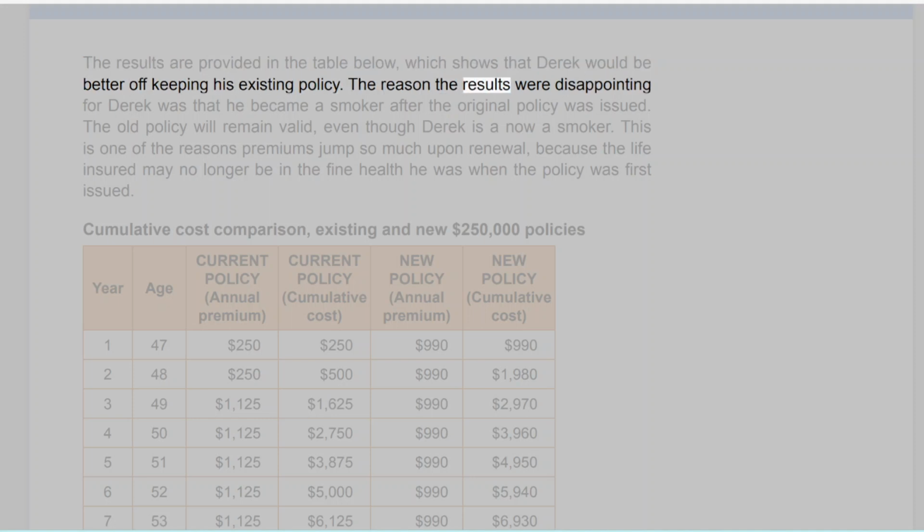The reason the results were disappointing for Derek was that he became a smoker after the original policy was issued. The old policy will remain valid, even though Derek is now a smoker. This is one of the reasons premiums jump so much upon renewal, because the life insured may no longer be in the fine health he was when the policy was first issued.